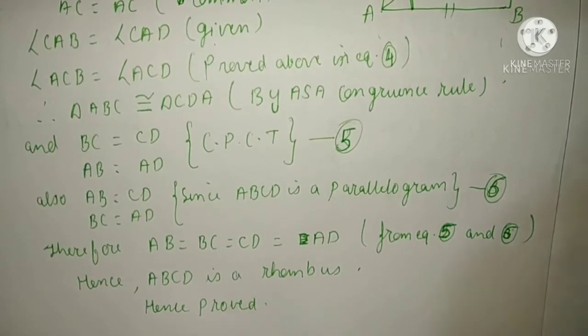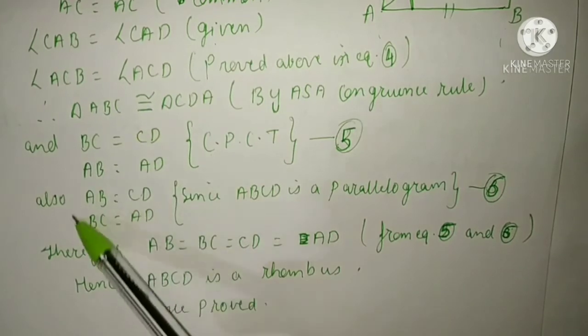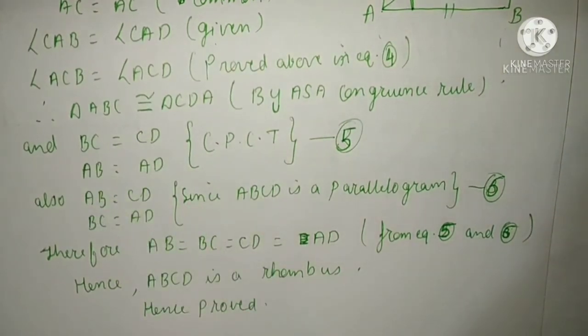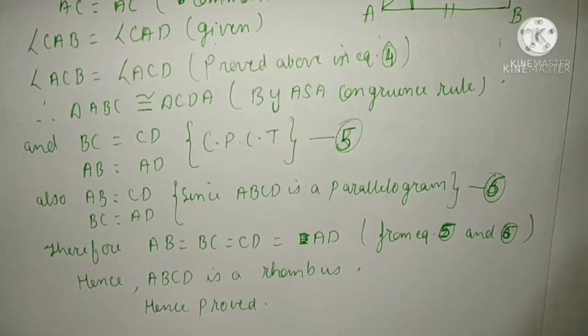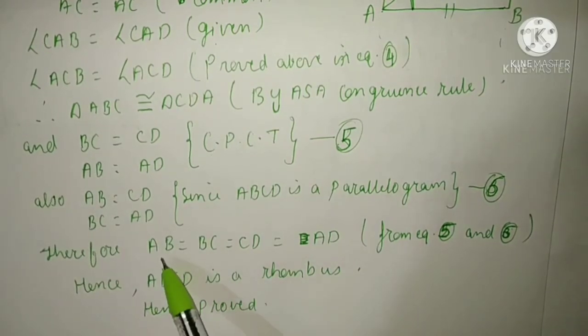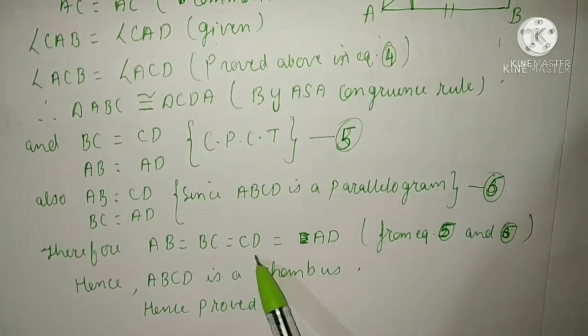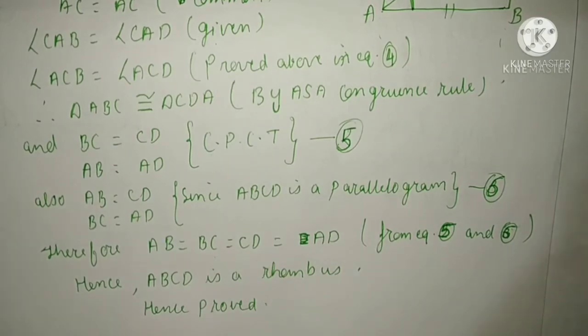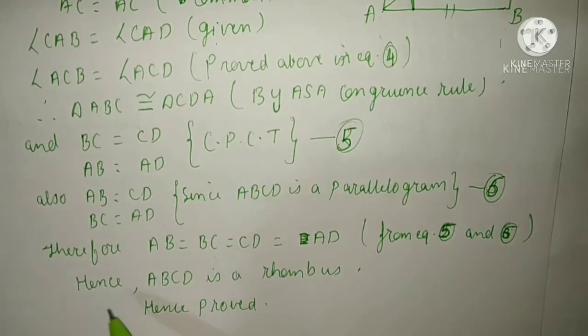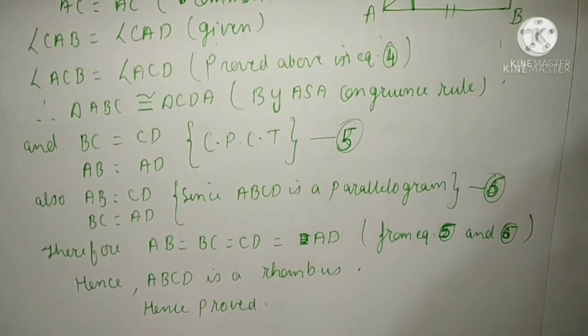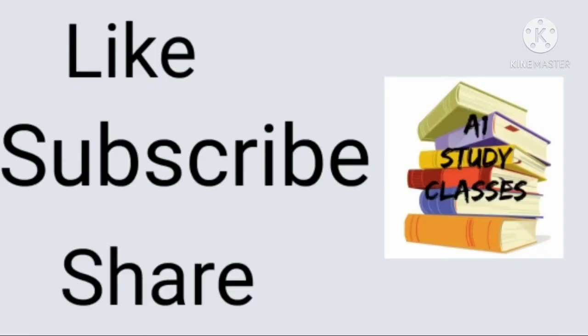Okay, now we can see that all the four sides are equal to one another. See both the equations 5 and 6. In this we can see that all the four sides are equal to one another. That means we can write therefore AB equals to BC equals to CD equals to AD, from equation number 5 and 6. Now if all the four sides are equal, that means ABCD is a rhombus. So hence ABCD is a rhombus. Hence proved.